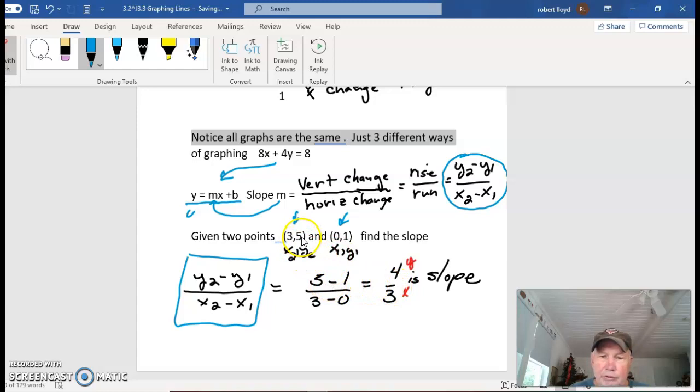So here y2 is 5 minus the 1 for y1 is 4. Likewise, x2 is 3 minus 0 is 3. So our slope determined by these 2 points is 4 over 3. That means for every 4 changes in the y, there's 3 in the x.